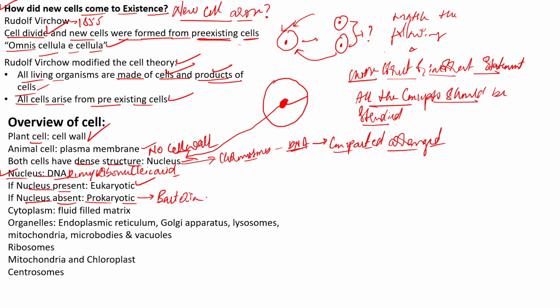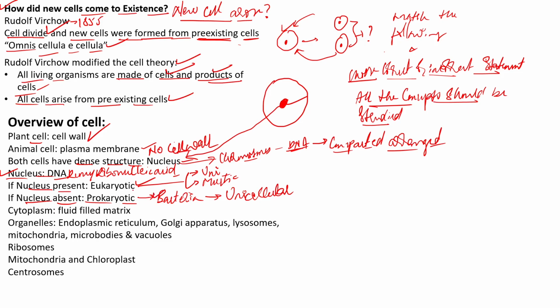Bacteria, and these prokaryotic cells are generally unicellular. But in the case of eukaryotic cells, you find both types of organisms: you find unicellular organisms and also multicellular organisms in the eukaryotes. But in the case of prokaryotes, you find strictly only unicellular organisms. An example of a prokaryote we have mentioned is the bacteria.